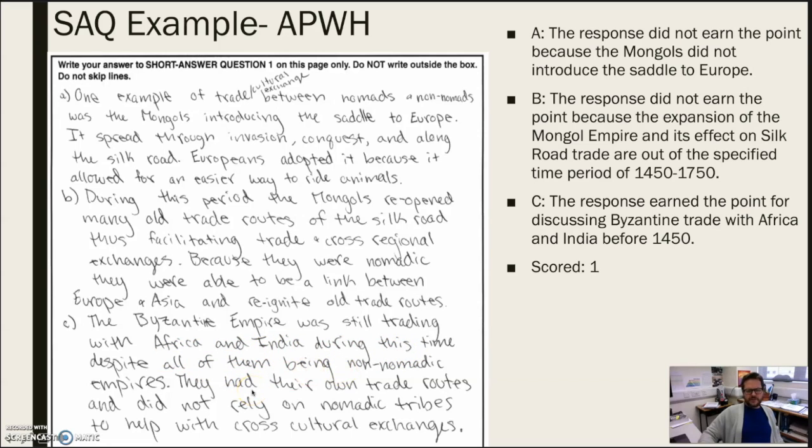They had their own trade routes and did not rely on nomadic tribes to help with cross-cultural exchange. So they did get a point for that. The response earned the point for discussing Byzantine trade with Africa and India before 1450.